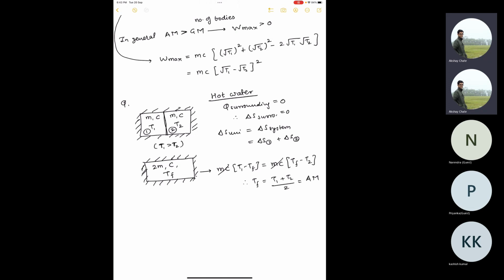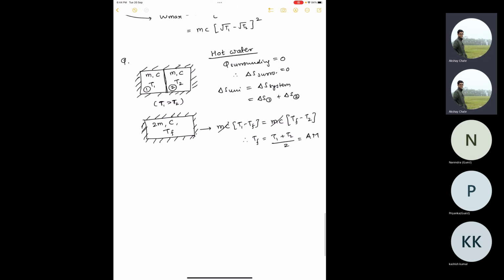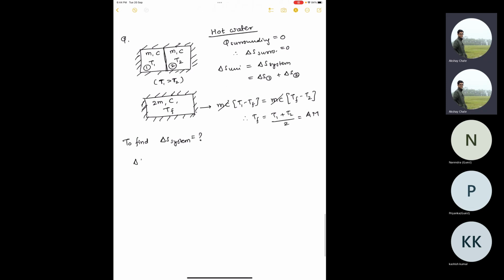Okay. Now the thing is, in this question, I have not told you what is asked, because that is the whole point of doing this exercise. So basically, in this question, what is to be found is delta S of system in terms of T1 and T2, or Tf and T2, it doesn't matter. So you can write, again by the principle of increase in entropy, delta S of system as delta S1 plus delta S2, correct? Because surrounding is 0.